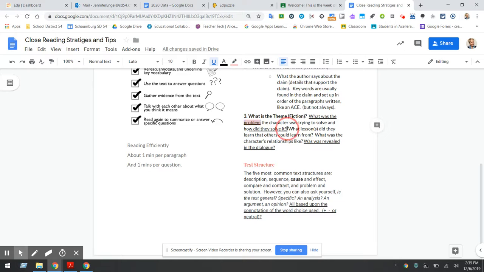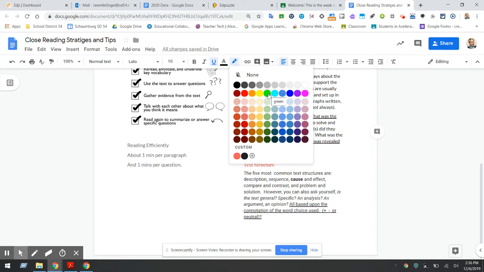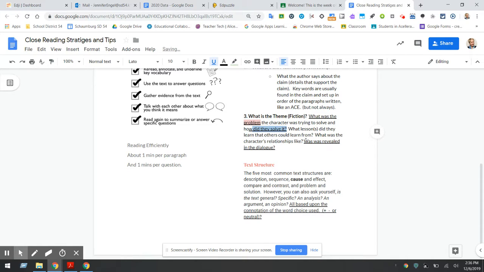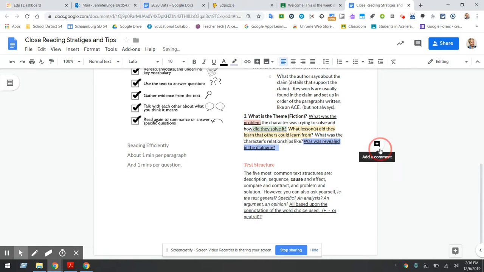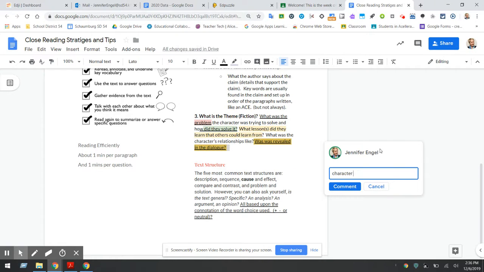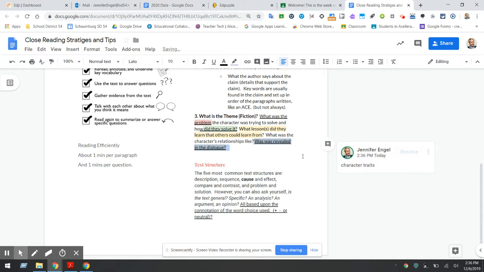And then you're trying to think about how the character solved it. Because a lot of times when you realize how the character solved a problem, then you're also going to look for a lesson that they learned from it. And that lesson generally can be the overall theme of the story. Also, we see questions like what was revealed in the dialogue. Sometimes we can find character traits. I'm going to add that here. Character traits are often revealed. It tells us what those characters were like with the dialogue.